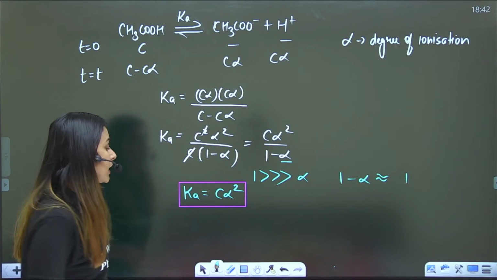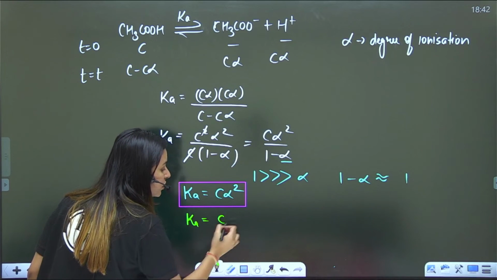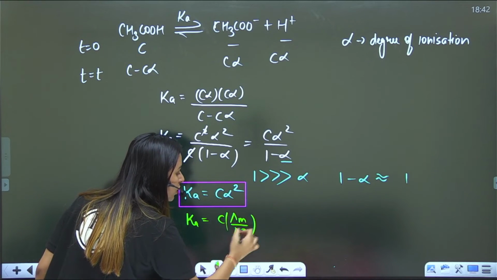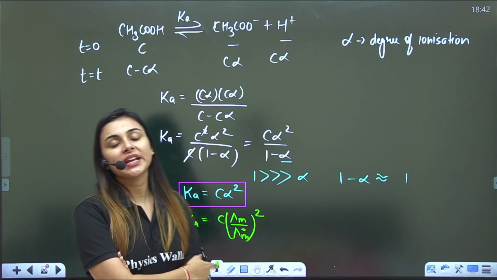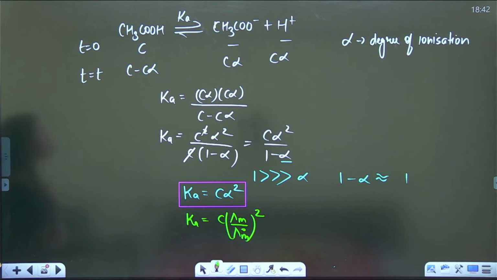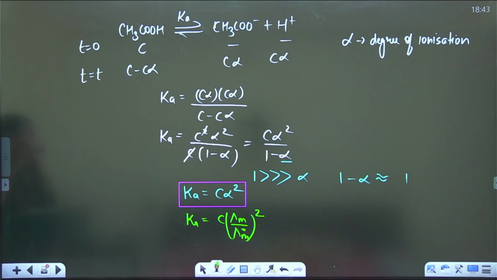So this is how you calculate the dissociation constant. You can calculate it as you have the concentration, and you know alpha is equal to lambda m upon lambda m naught. So this is how you can calculate the dissociation constant. So this was the second application of Kohlrausch law. You can write it and then we'll move forward. I hope you've written it.